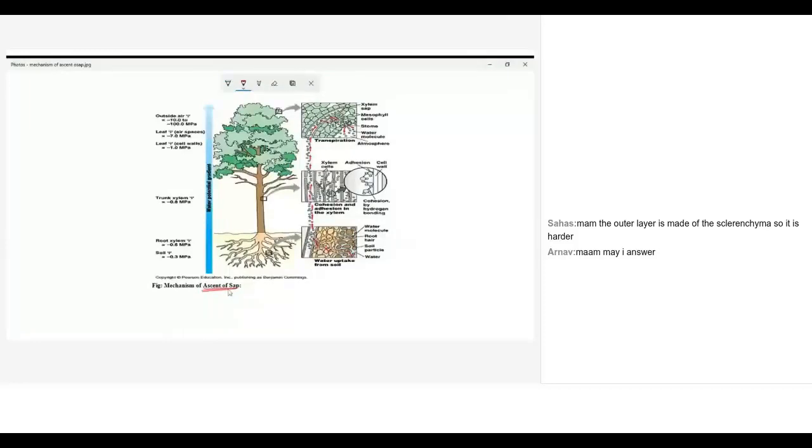Okay, so here ascent of sap is the mechanism which explains how, against gravity, the roots are absorbing water from the soil and transporting that water in upward direction. So basically you have an upward movement of water from underground soil, against gravity, isn't it? How that happens against gravity will be explained by ascent of sap.